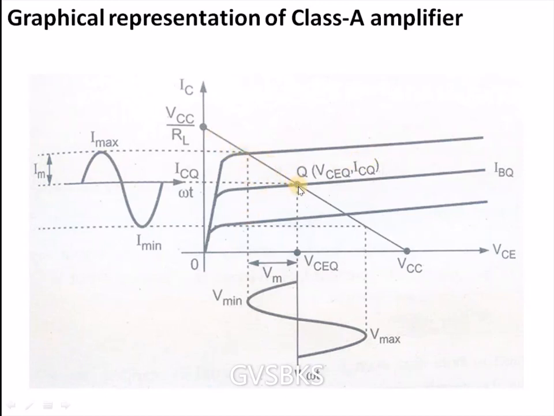This is the graphical representation of the Class A power amplifier. This is the DC load line, in which we can observe that the Q point is selected exactly at the center of the DC load line so that it will allow both half cycles of the input AC signal. This signal is the AC input signal and this one is the output signal. VCEQ and ICQ are the DC biasing voltage and DC biasing current that select the Q point. So based on VCEQ and ICQ, the Q point will be selected.